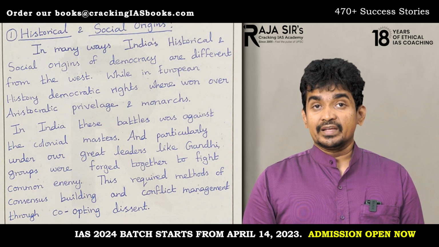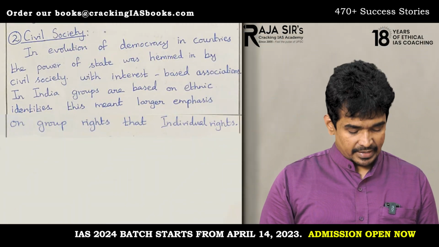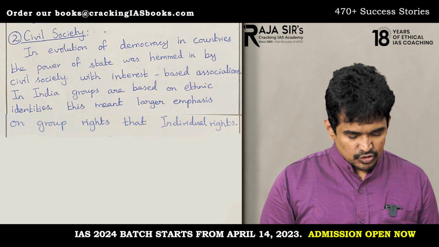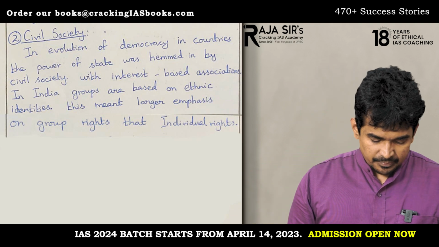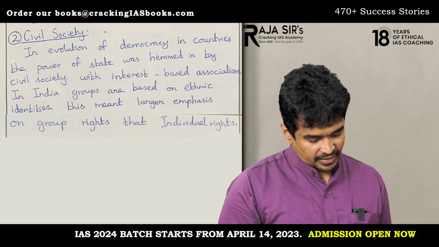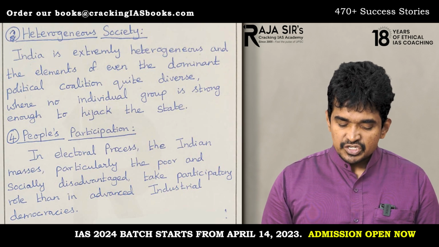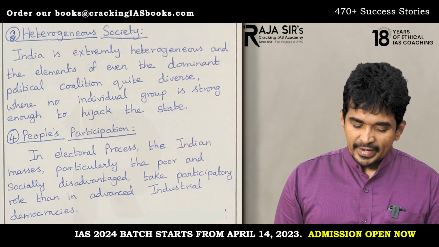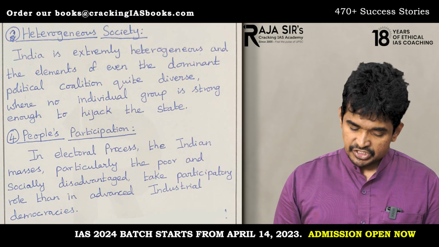Fine. Now the next, second subheading, civil society. In evolution of democracy in countries, the power of state was hemmed in by civil society with interest-based associations. In India, groups are based on ethnic identities. This meant larger emphasis on group rights than individual rights, right? Fine. Now the third paragraph, heterogeneous society. India is extremely heterogeneous and the elements of even the dominant political coalition quite diverse, where no individual group is strong enough to hijack the state.